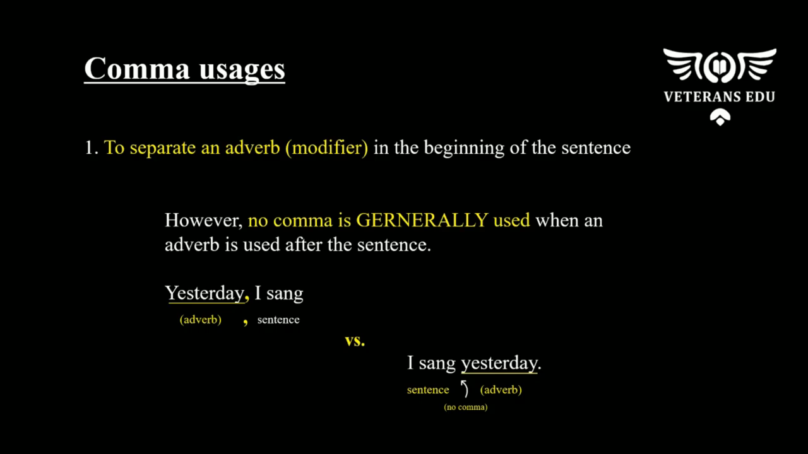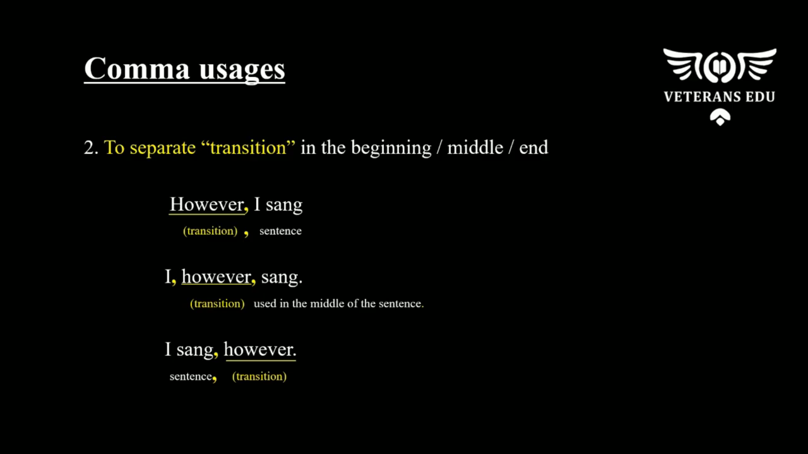The second usage is to separate transition in the beginning, middle, and end. Let's look at the 3 examples in the screen. I could say, however, comma, I sang. I could also write, I, comma, however, comma, sang. And finally, I can write, I sang, comma, however.